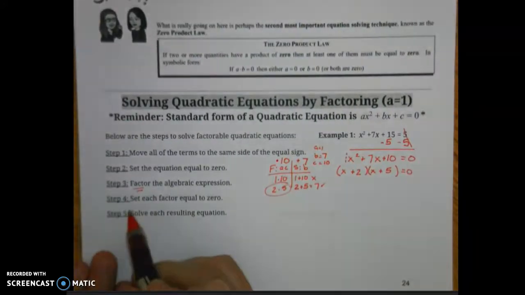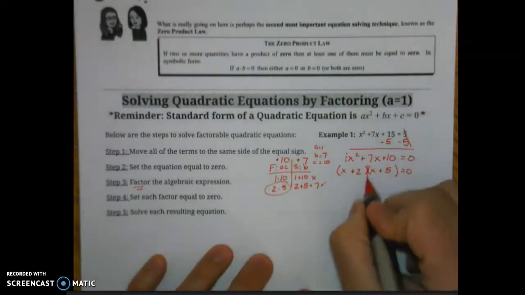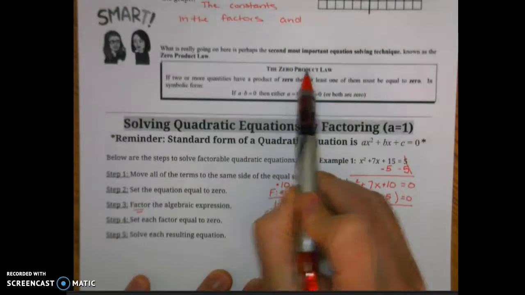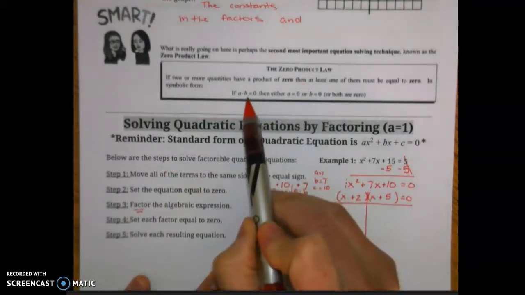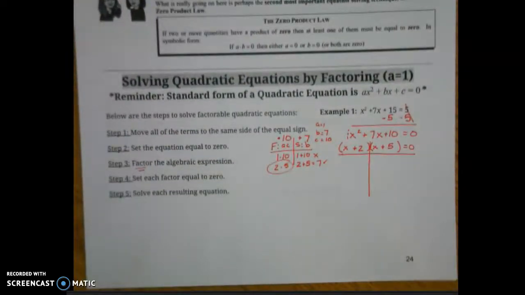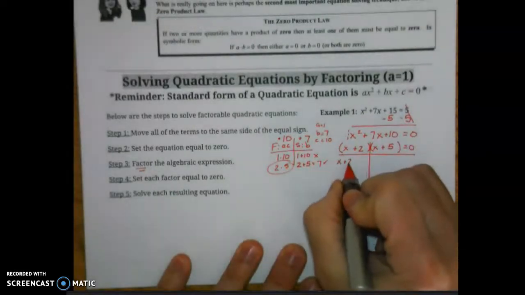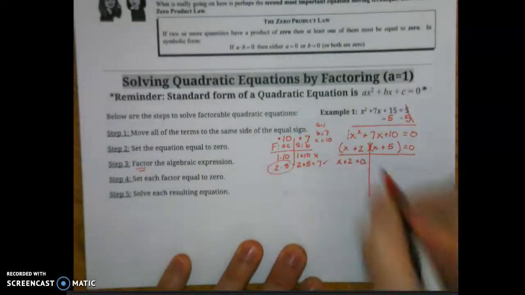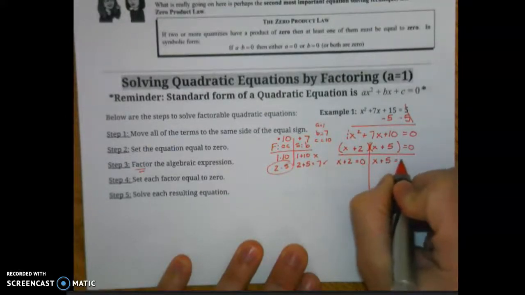Okay? So our next step is to take each of those factors and set them equal to 0. What we're doing here is called the zero product law. It's saying if a times b is equal to 0, then either a is 0 or b is 0. So if this times this is equal to 0, then one or both of them have to be equal to 0. So I'm going to set each factor equal to 0. So x plus 2 equals 0, and x plus 5 equals 0.